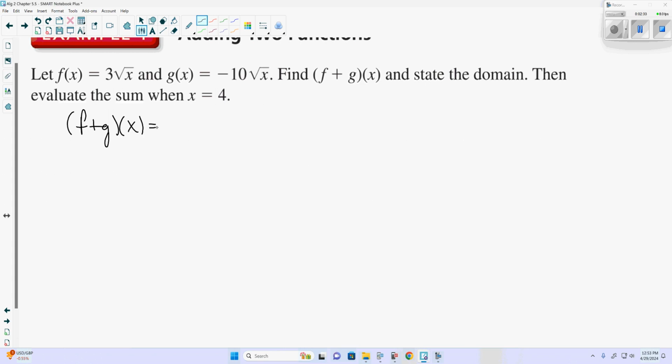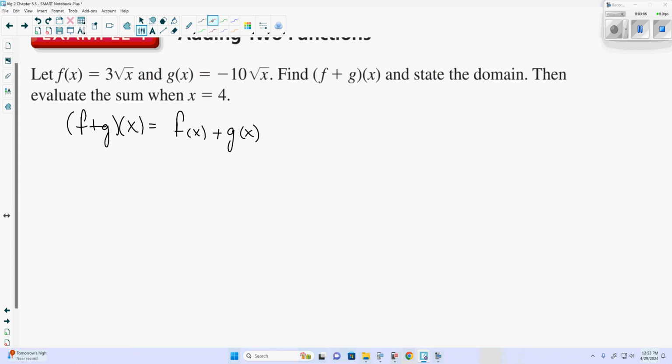So what we want to find is f plus g of x. Now, realistically, this is a shorthand way to say that we're going to take the function f of x and add it to g of x. So f plus g, so f of x goes first, g of x goes second. If it had been g plus f, it would have been g of x plus f of x. We get this here. Okay. Questions on this so far?